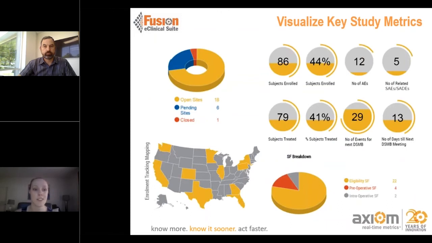Another one, which we touched on a bit already, was just being able to visualize. So being able to log in and have those key metrics flagged to you. What are your key targets? What is the status of enrollment? How close are we to having enough events to get ready for our next DSMB? All of those details are readily available.